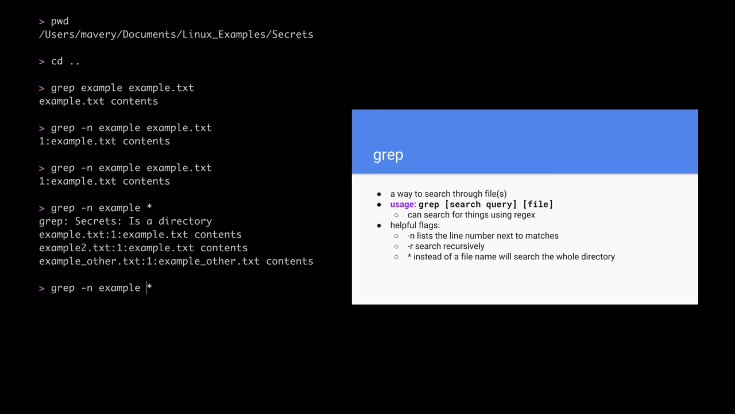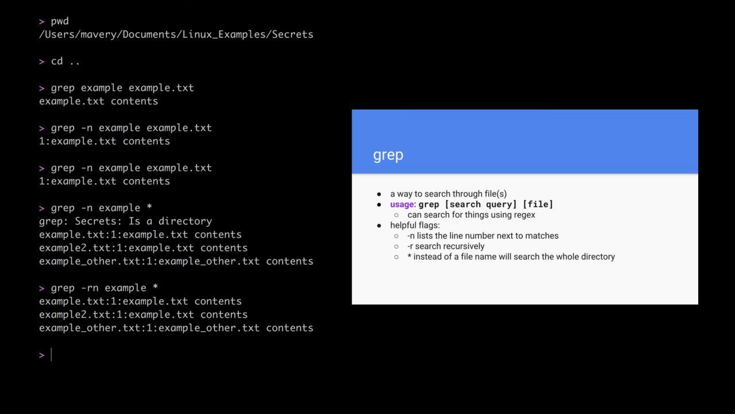So if I put a -r in, I no longer get that message because that R meant that it went inside of secrets and searched all of its files and was not able to find the word example there, which is why there's no 4th line in this grep output.